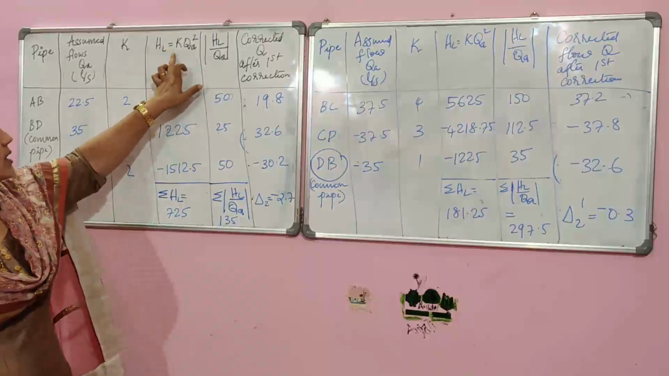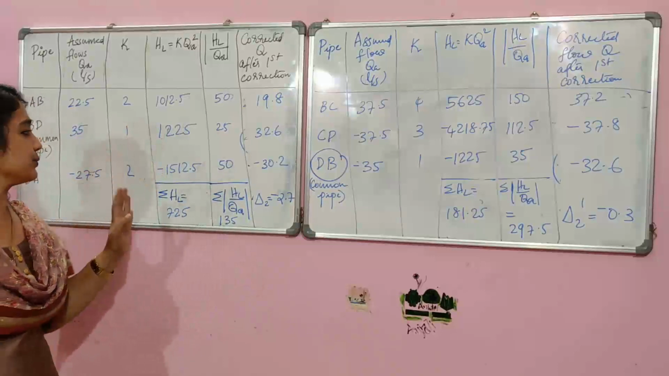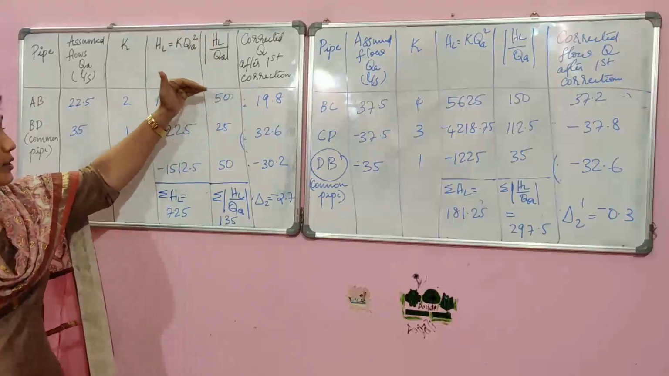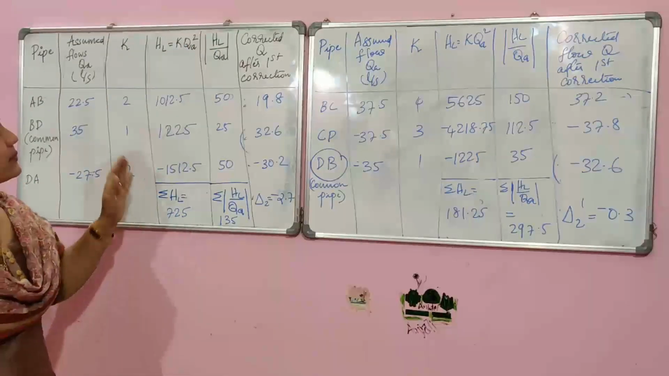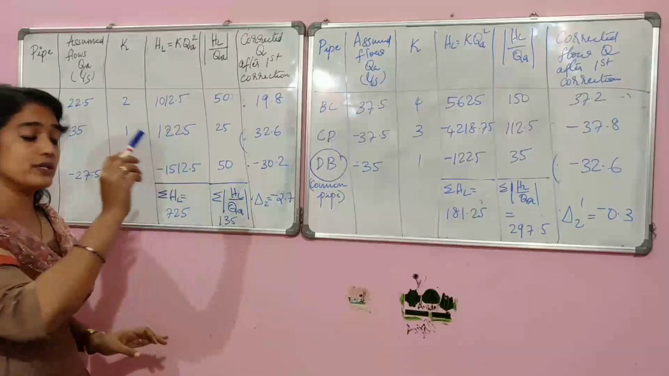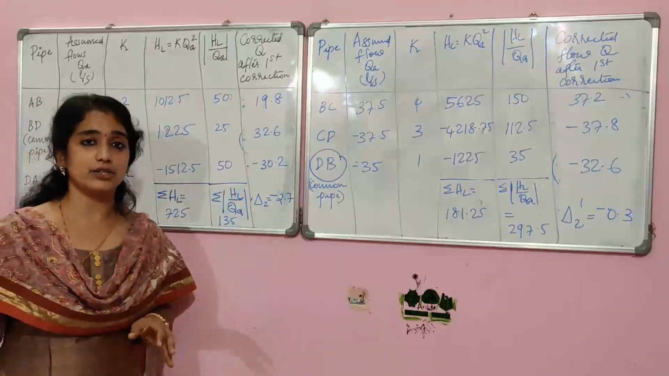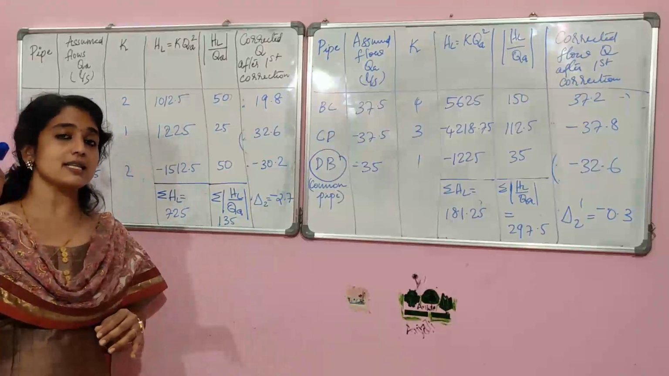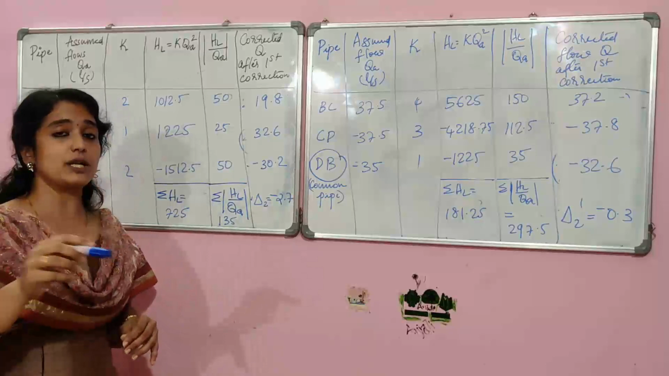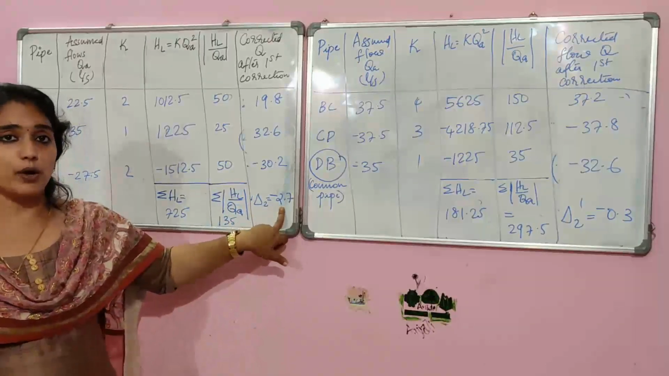Calculate head loss using the equation HL is equal to K into QA raised to 2. These values are calculated. Then the mod of HL by QA is calculated. Then sigma of HL, the head loss, is calculated. Sigma mod of HL by QA is also calculated. Putting these values in the correction equation, that is delta is equal to minus sigma HL divided by X into sigma mod of HL by QA, we get the second correction as minus 2.7.